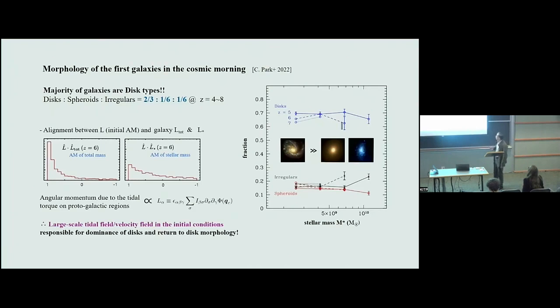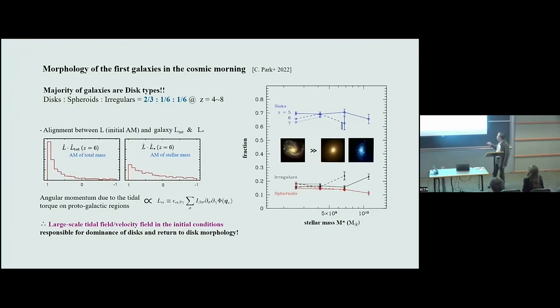And we tried to understand why galaxies are mostly disk type, and found that the angular momentum of the total mass, including dark matter, and the angular momentum of the stellar component, have a very tight correlation with the initial angular momentum generated by the old material in the initial condition around the galaxy.